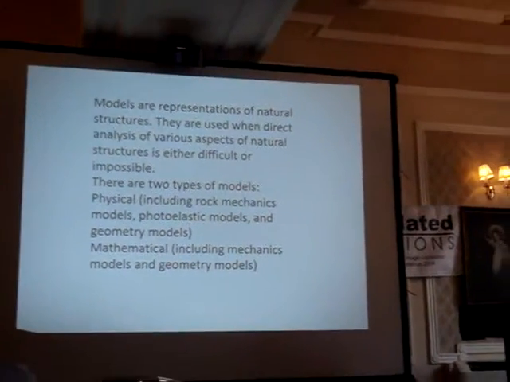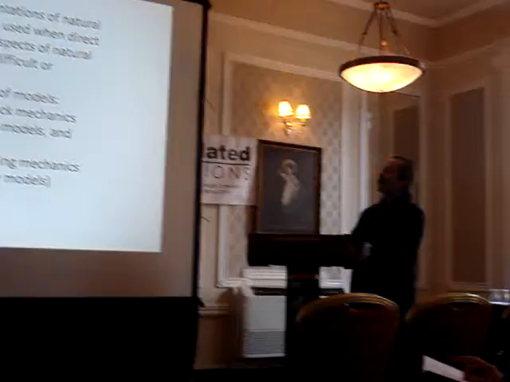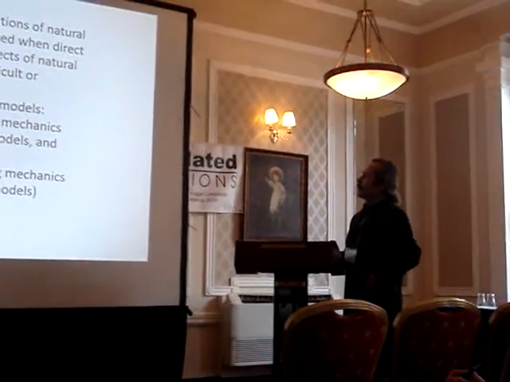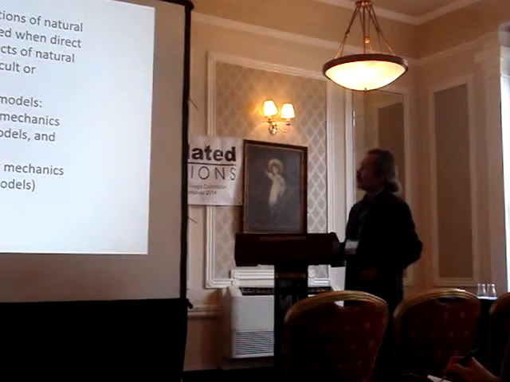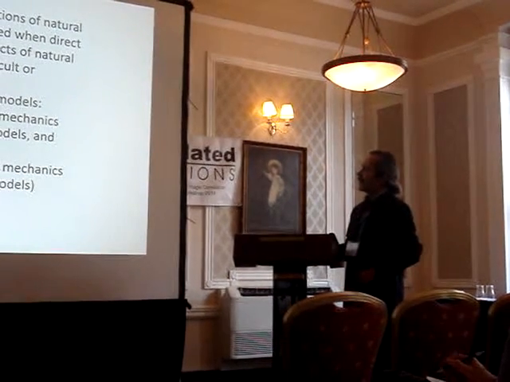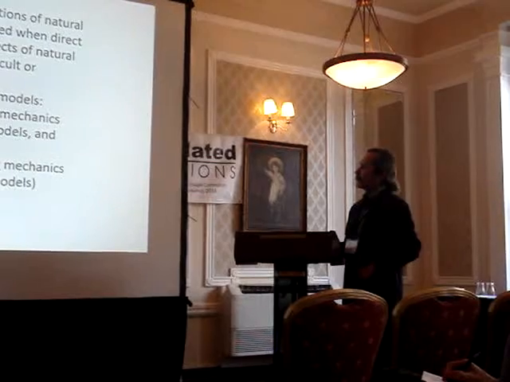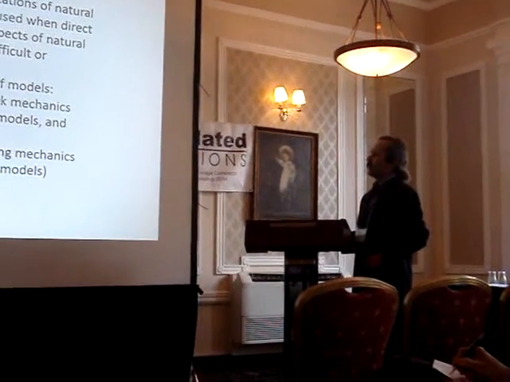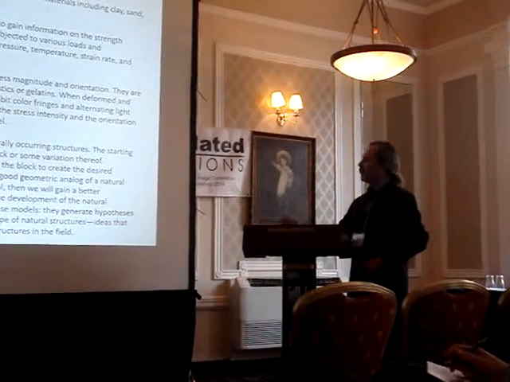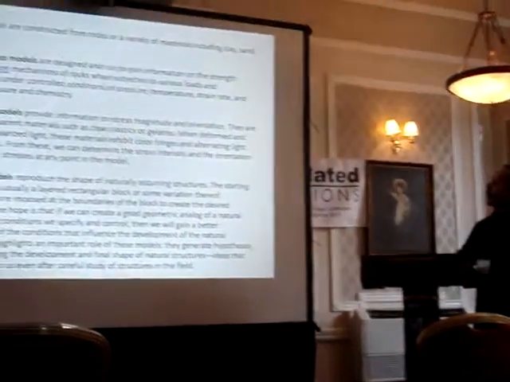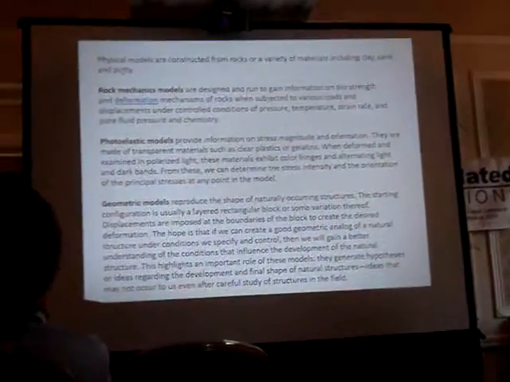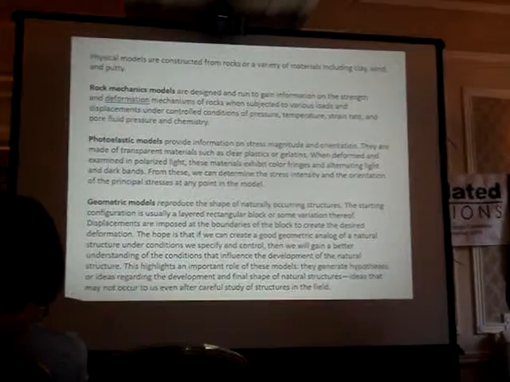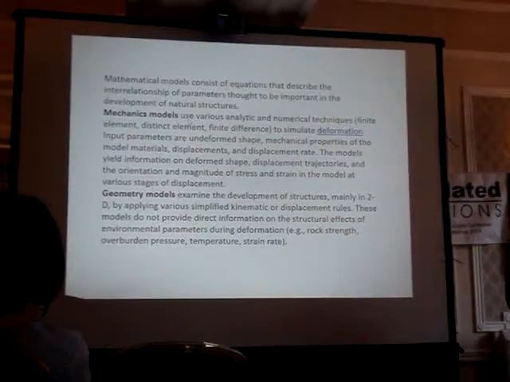It's very complicated and heterogeneous and anisotropic. So models are representations of natural structures. They are used when direct analysis of various aspects of natural structures is either difficult or impossible. There are two types of models, physical and mathematical, as you know. And there are three types of models: rock mechanics, photoelastic and geometric.